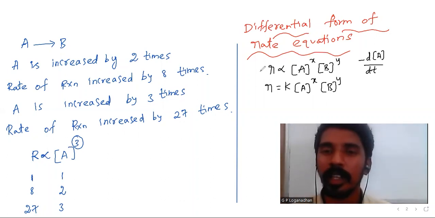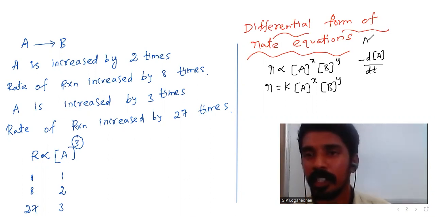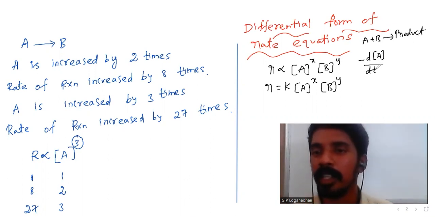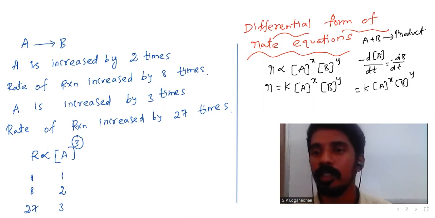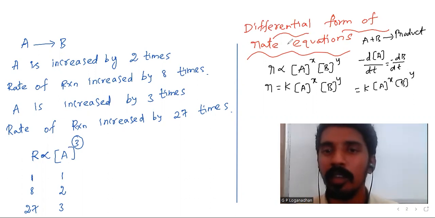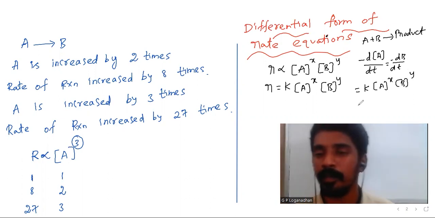If this is a reaction A plus B giving rise to product, the rate of the reaction can be written as minus dA by dt equals minus dB by dt. That is equal to K into concentration of A to the power x, concentration of B to the power y. This is known as the differential form of the rate equation. We'll discuss some other examples.